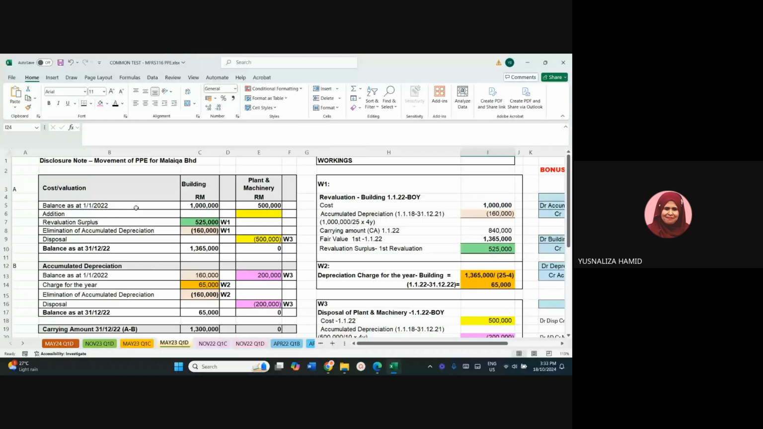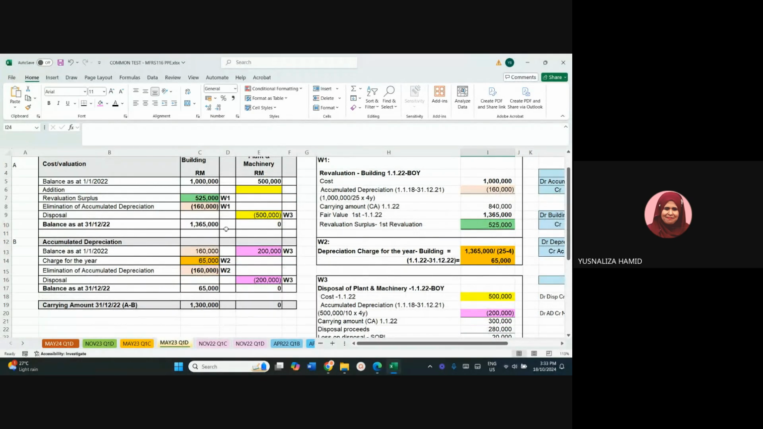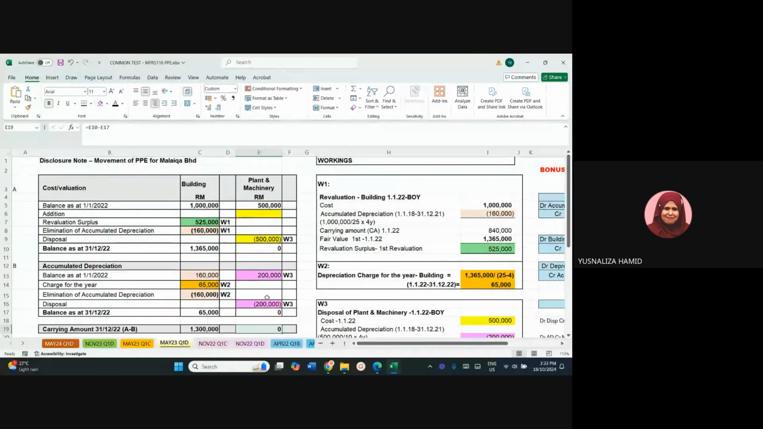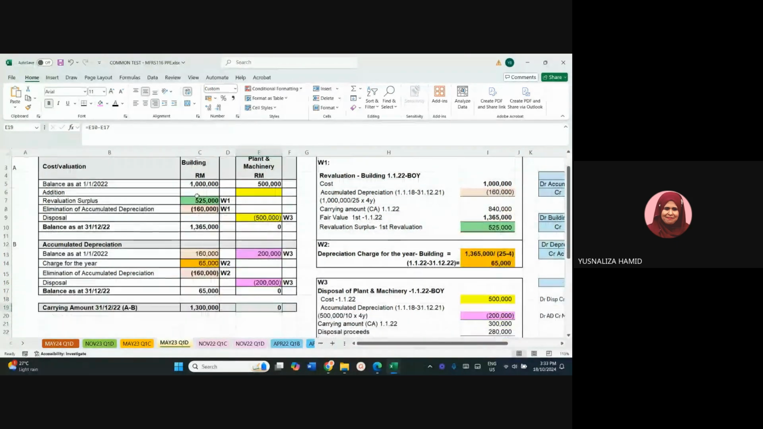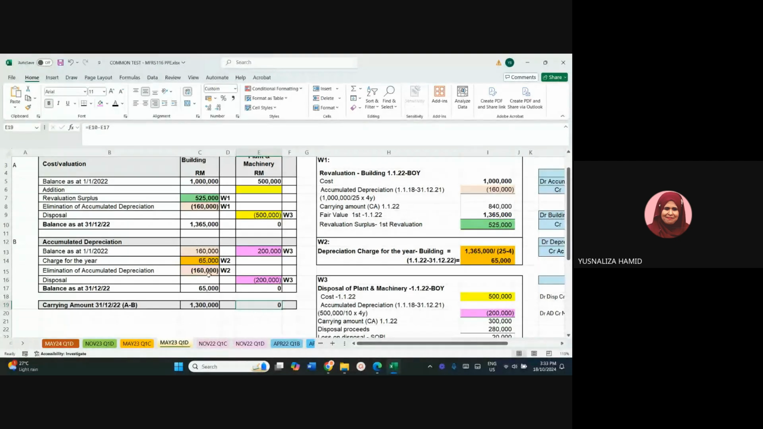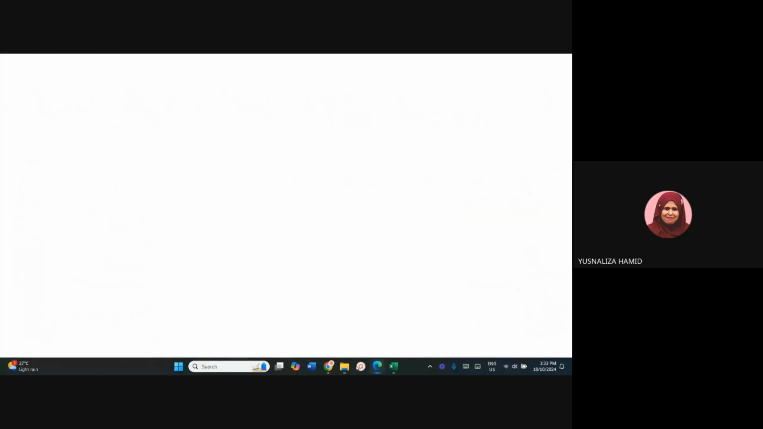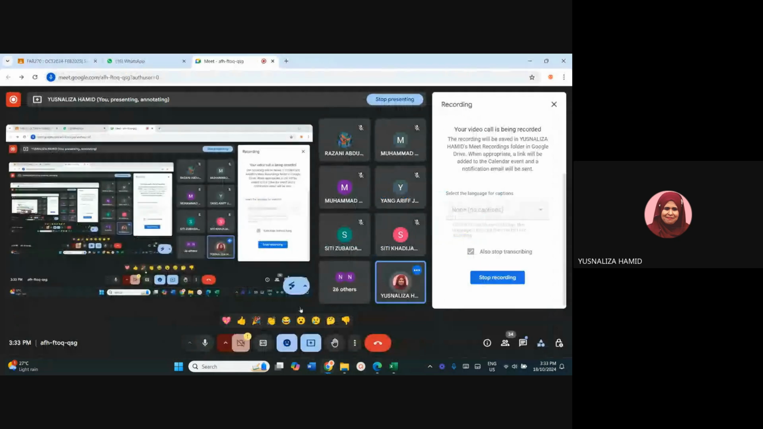So we are done with these notes for 5 marks. So make sure that there is no balance for the machinery because all has been disposed. But for the building, the accumulated depreciation are still there for 65,000. The carrying amount is 1.3 million. Okay, that's it. I'm going to stop for this particular video.